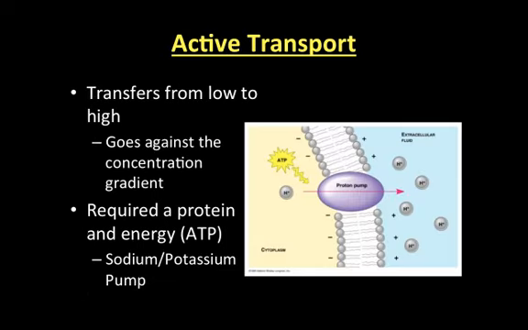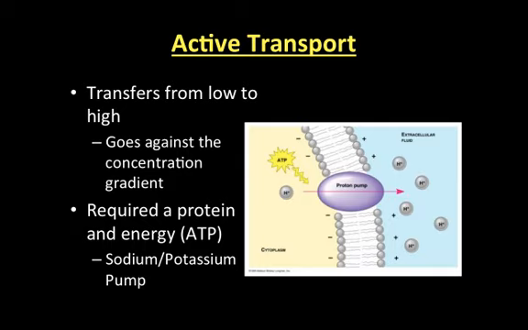All right. The big difference here, we have what's called active transport. When you think of the term active, you should be thinking things like energy. You know, get really excited. Active requires energy. So this transfers from low concentration to high concentration. It goes against the concentration gradient.